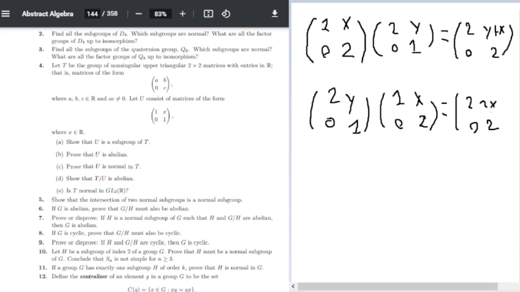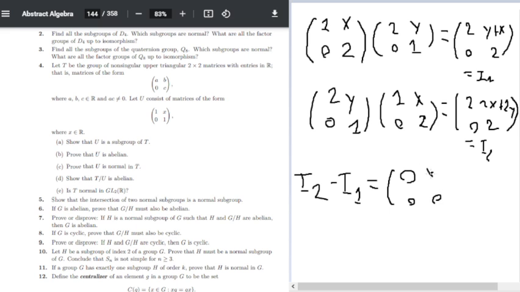2x plus 2y. Let's call this result I1. Let's call this result I2. I1 minus I2 is equal to the matrix. Or in this case, we should actually do it in the reverse order. Also, let me just quickly do this because otherwise this will bug me to no end. There we go. Okay. I2 minus I1 is going to be equal to 0, 0, 0, x plus y.